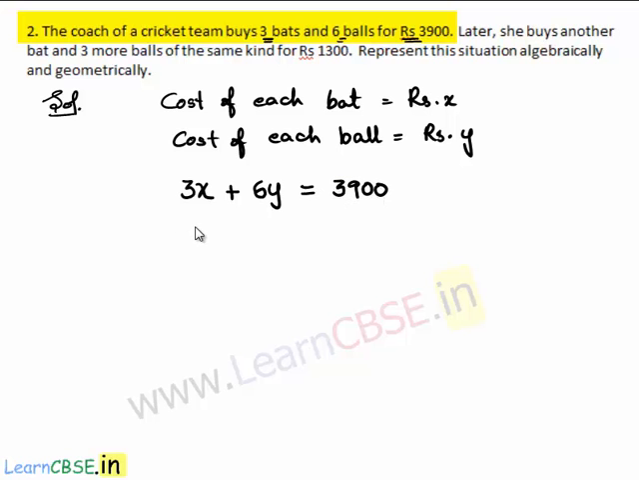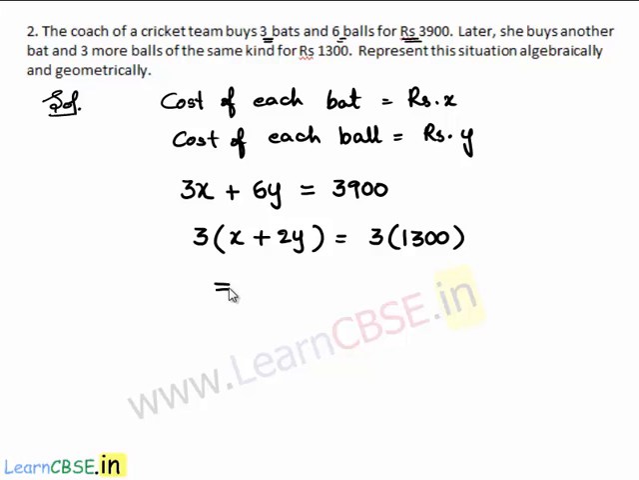Now we can take 3 as a common factor. So 3 times of X plus 2Y is equal to 3 times 1,300. So 3 gets cancelled on both the sides. We'll be getting X plus 2Y is equal to 1,300. So I name this as equation number 1.